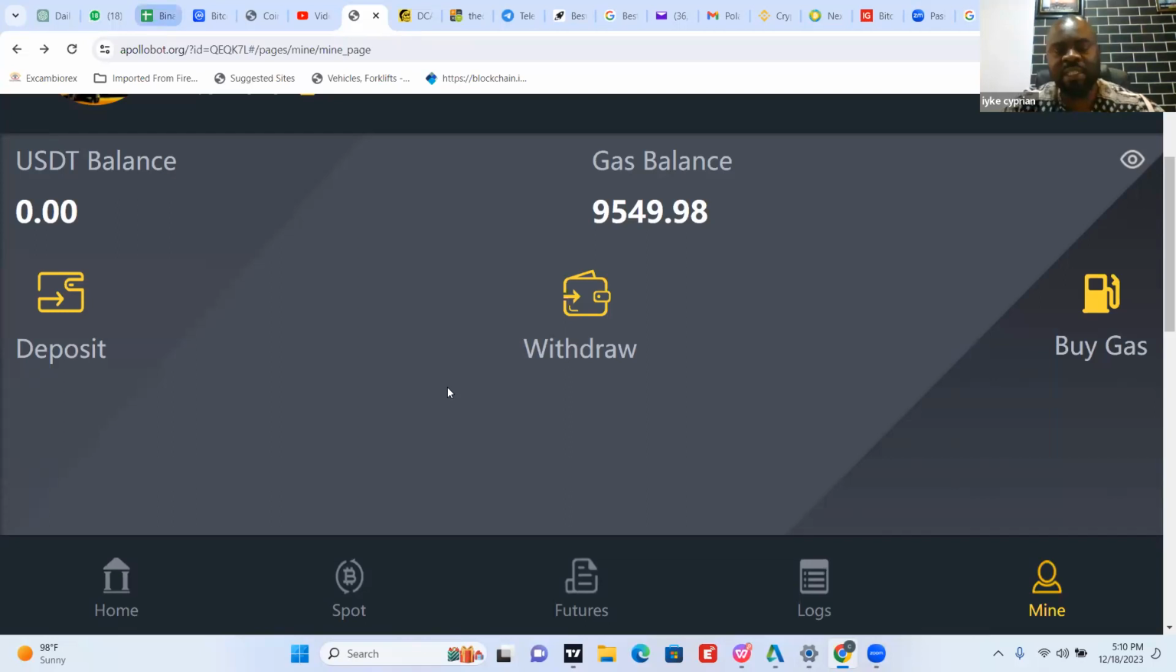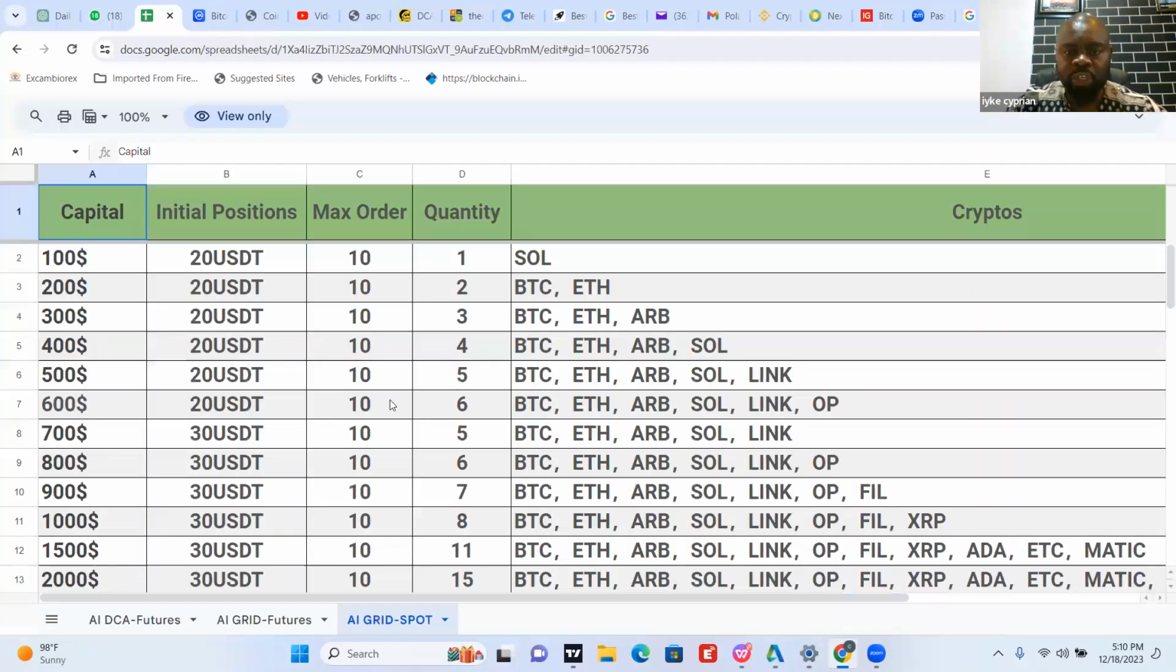There is a chart that will guide you whether you're trading futures or you're trading spots. If you have $100, you can choose between the spots and the futures. These are the charts, and this is how you trade. These are the charts that will guide you.